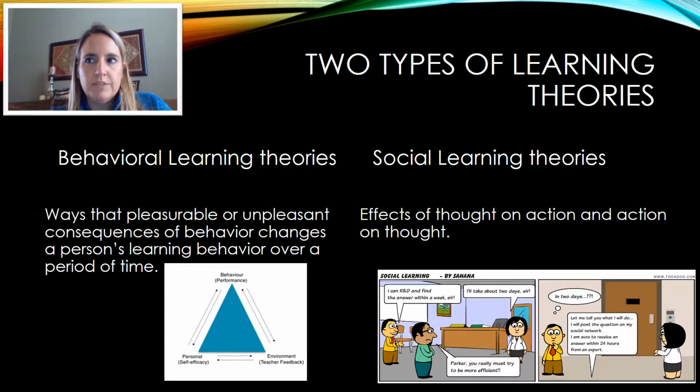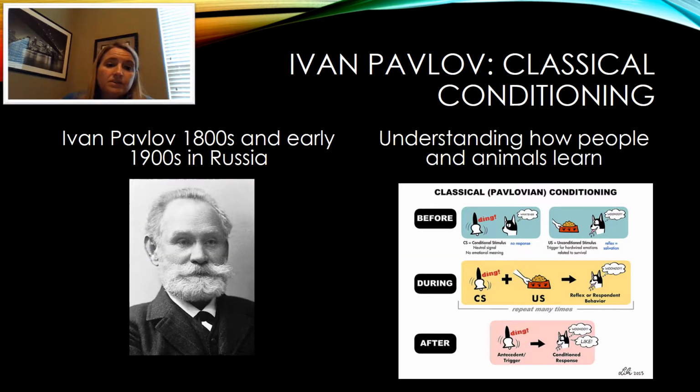There are two types of learning theory: behavioral learning theories, ways that pleasurable and unpleasant consequences of behavior change a person's learning behavior over a period of time. There are also social learning theories, the effect of thought on action and action on thought. Let me introduce you to a scientist named Ivan Pavlov.